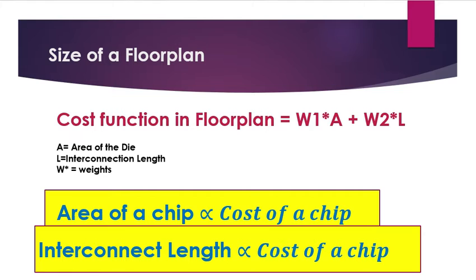The most important thing in floor plan is to finalize the size of the chip. That is because the size or the area of the chip directly affects the cost of the chip. As you can see, if area of a chip is more, then the cost is high. That is because if area of a chip is less, then more number of chips can be made out of one wafer, right? And similarly, if interconnect length is more, it means we are using more metal resources. So that's why these two directly affect the cost of a chip, and it gets very important to minimize these.